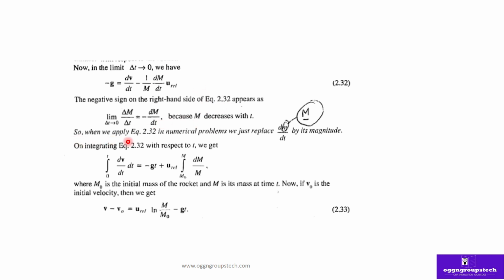It says that we can apply equation 2.32 in numerical methods. We just replace dm by dt by its magnitude. Okay, now what we'll do, we'll integrate this equation. This whole equation, if we integrate, so integral 0 to t of dv by dt into dt is equal to minus gt plus u relative integral m naught to m of dm by m. So what is m naught? M naught is the initial mass of the rocket and m is its mass at time t.